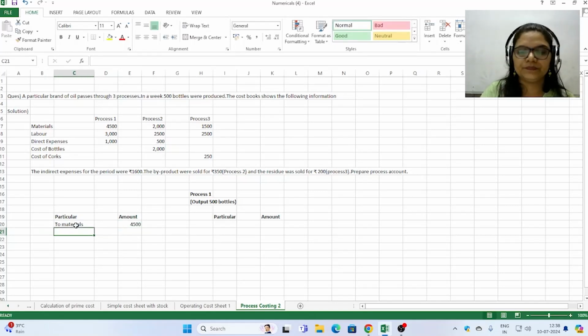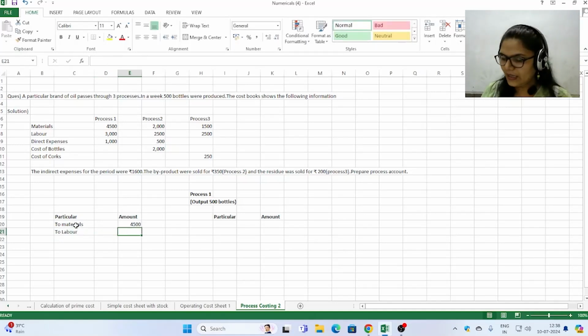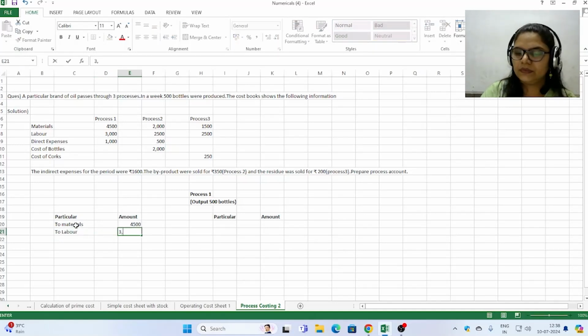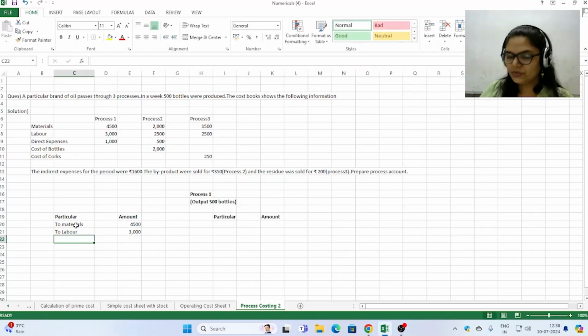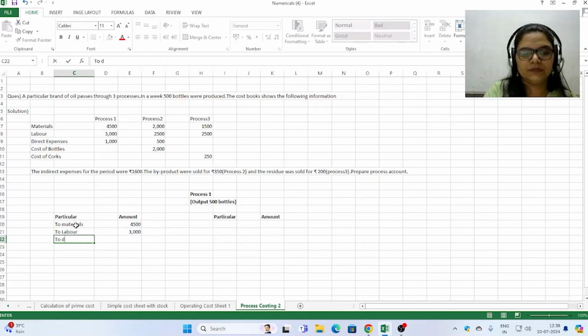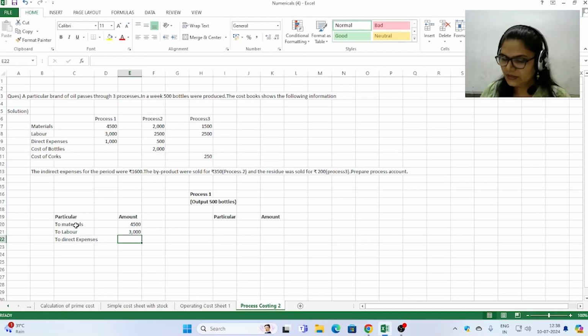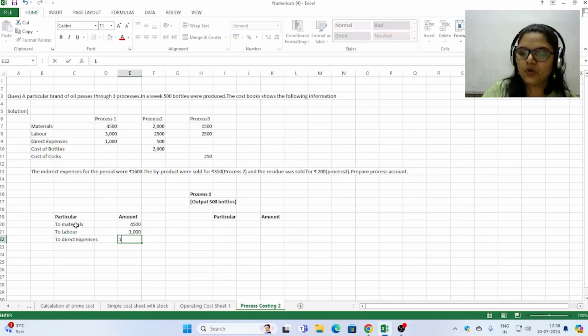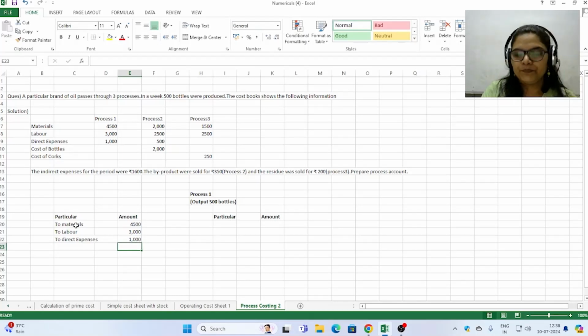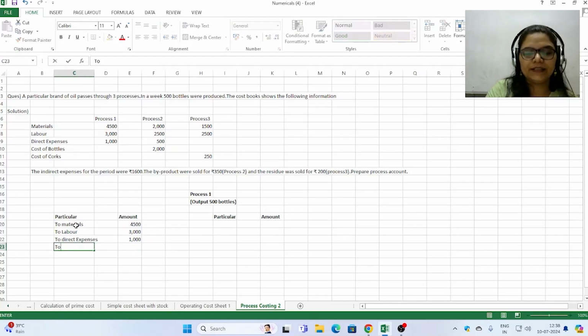Next is to labor. To labor we have 3000. Next is to direct expenses. To direct expenses we have 1000 for process 1. Now, next is to indirect expenses.